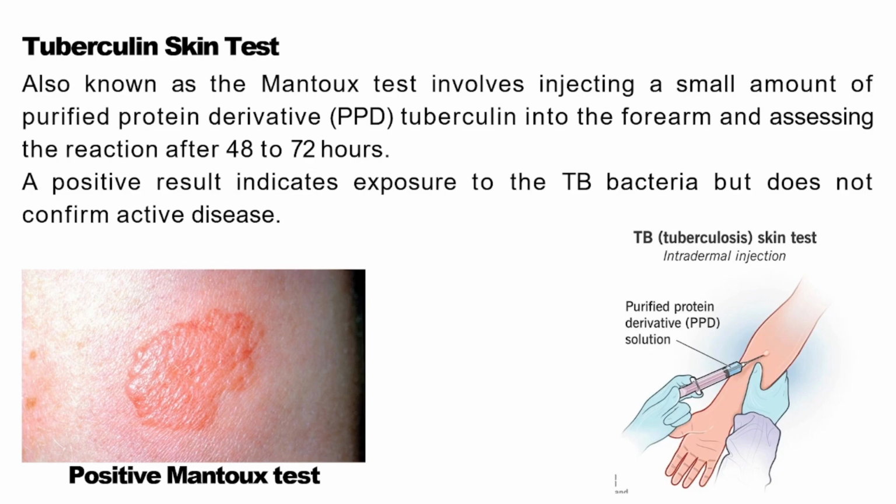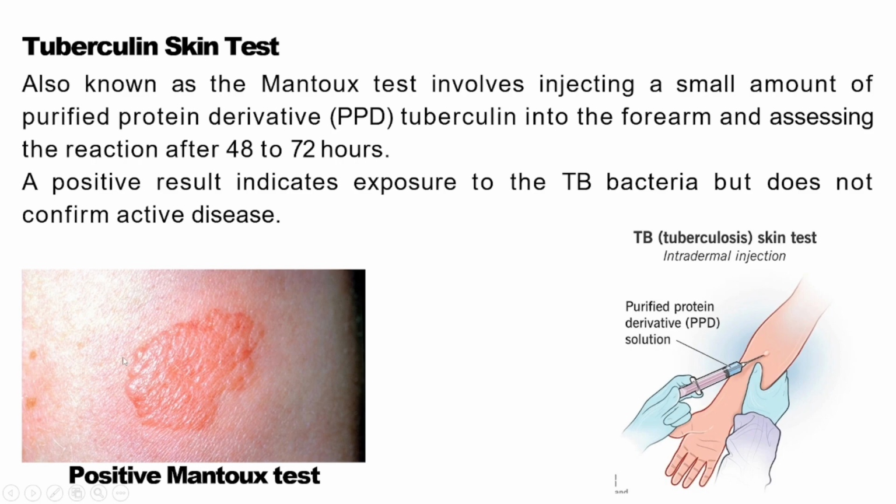It involves injecting a small amount of purified protein, as you can see in here, PPD, from the TB bacteria under the skin, usually on the forearm. After 48 to 72 hours, a healthcare professional examines the injection site for a raised red bump called an induration, as you can see in this figure, how its results look like.